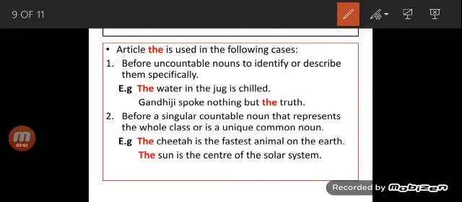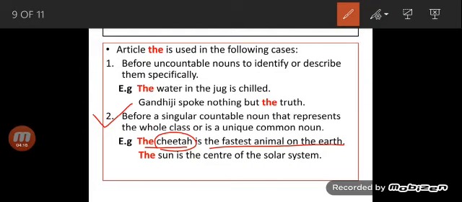Second is before a singular countable noun that represents the whole class, or is a unique common noun. So before a singular countable noun that represents the whole class. For example, the cheetah is the fastest animal on the earth. Here cheetah represents the whole class. That is why we use article the before cheetah.